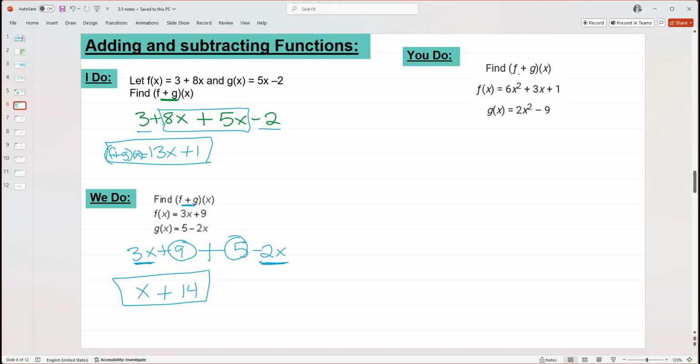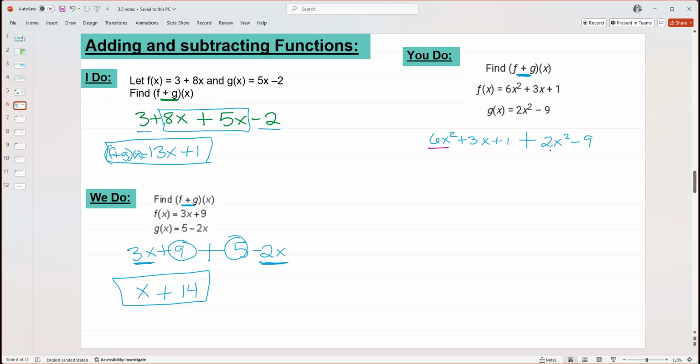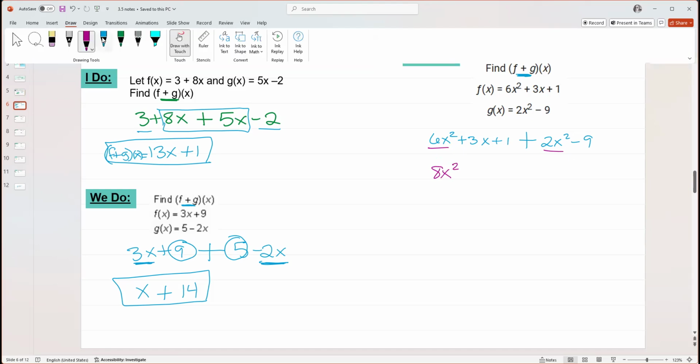All right, this would be a good time to pause if you want to try the you do. Again, just adding. This one looks extra crazy because they're squares. It's the same thing. You're just combining like terms. So we're going to do 6x squared plus 3x plus 1 plus 2x squared minus 9. So I start at the beginning, I go, okay, I have a 6x squared. Are there any other x squareds? Why, yes, there are. There's one right there. So I'm going to combine those. 6x squared plus 2x squared gives us 8x squared. Notice the exponents still stay the same.